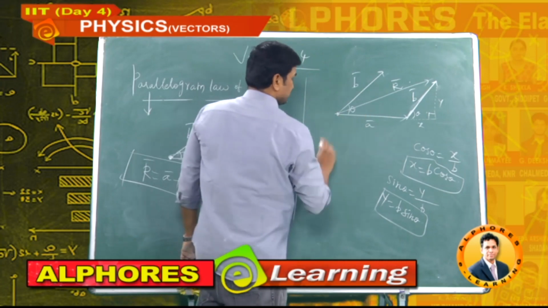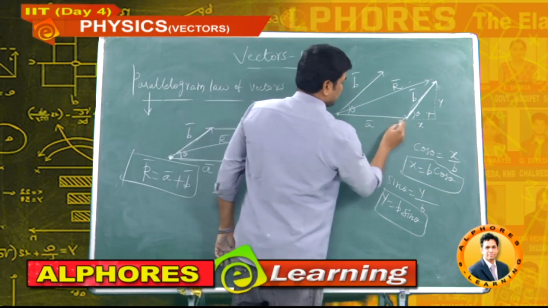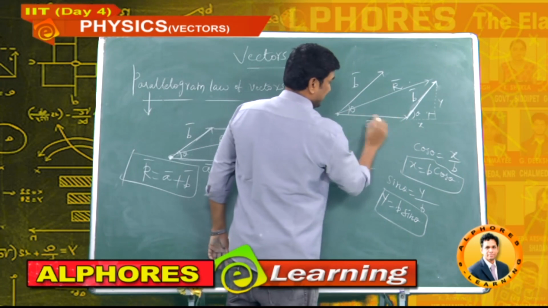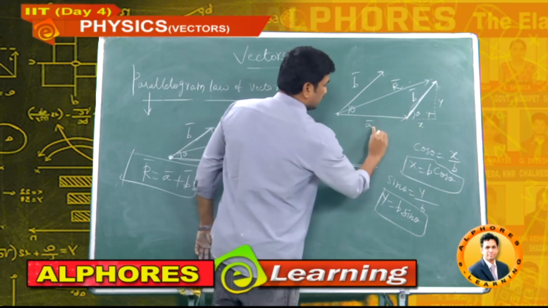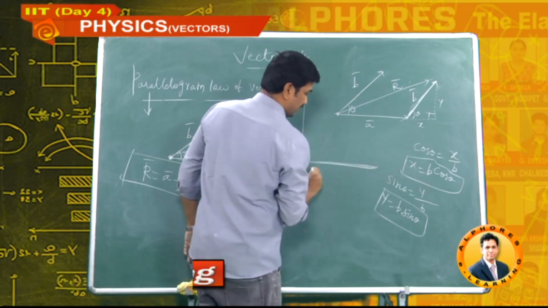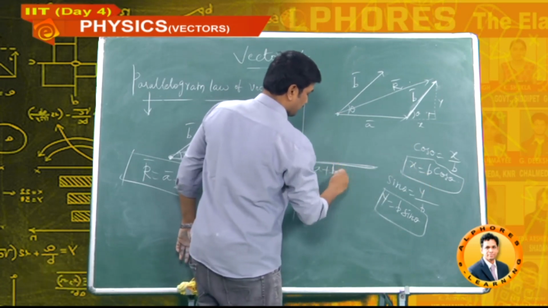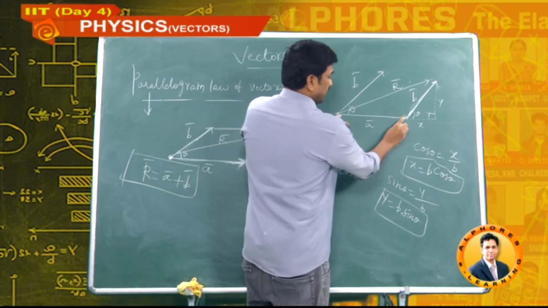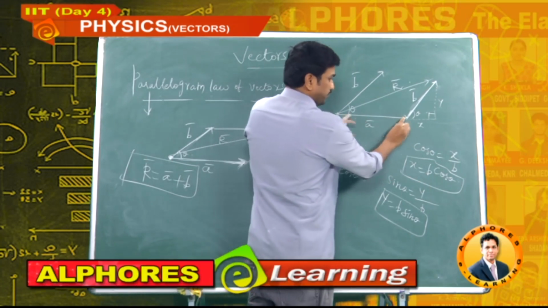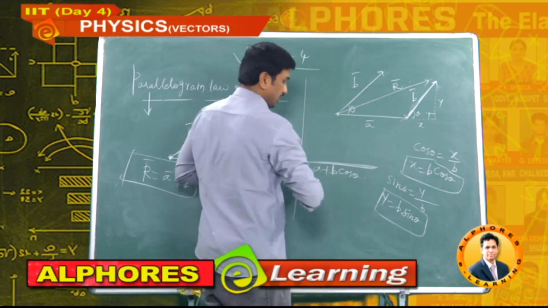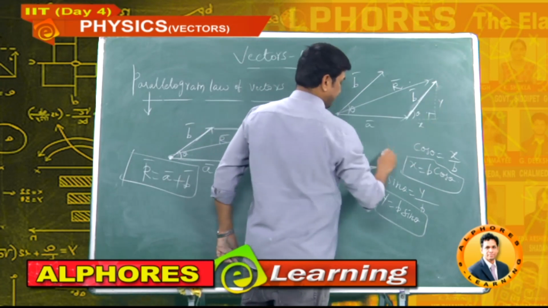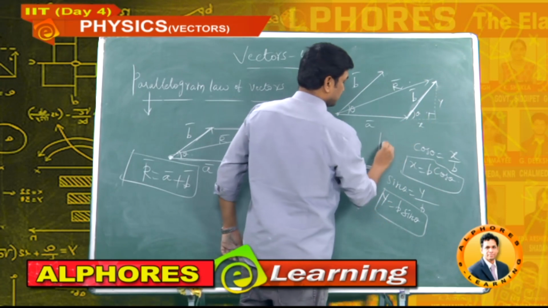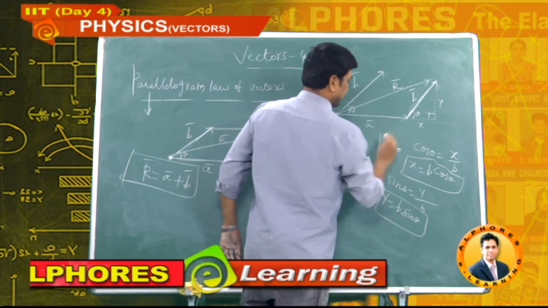Now see, A length A, this is x. What about this? A plus x. What is x? B cos theta. A plus B cos theta. Length of this is A. Length of this is x. What is the total length of the base? A plus B cos theta. What about this? Y. Y is B sin theta.